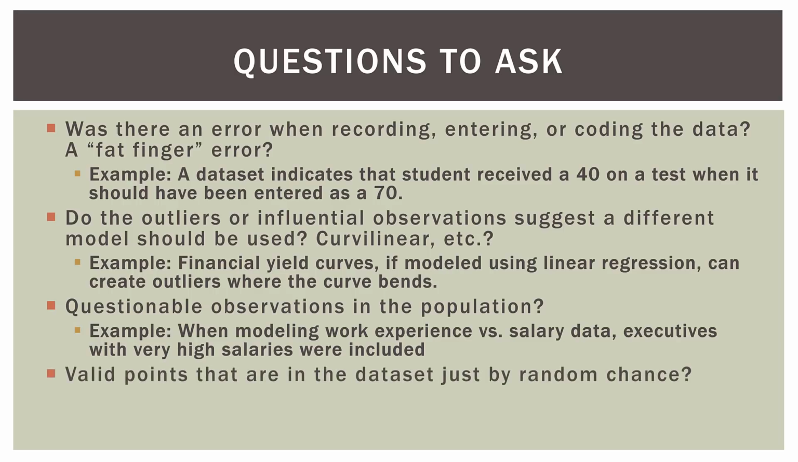They are valid points that are in the data set just by random chance. That's completely possible. So we could have these points in there where there's no fat finger error, the model is linear, and the observations aren't questionable, and they're just there due to random chance. And of course, if you study statistics for any amount of time, you know that just happens sometimes.